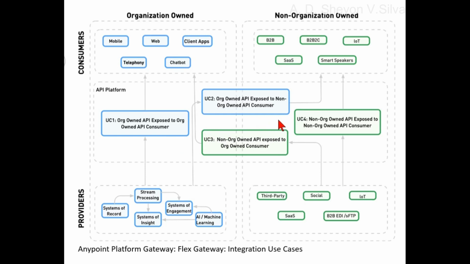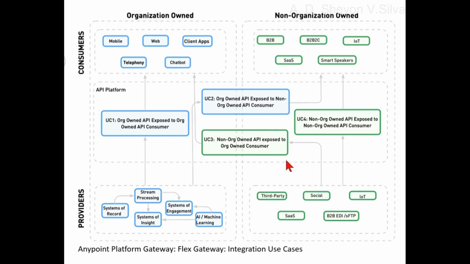Use case 2, organization owned API exposed to a non-organization owned API consumer. Pattern 5, organization internal API exposed to a non-organization external consumer. Role of the Flex Gateway is ingress. Pattern 6, organization external API exposed to a non-organization external consumer. Role of the Flex Gateway is ingress and egress.